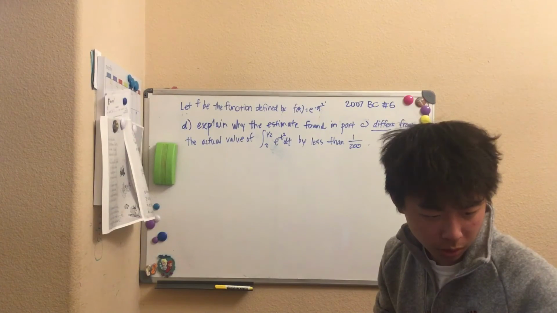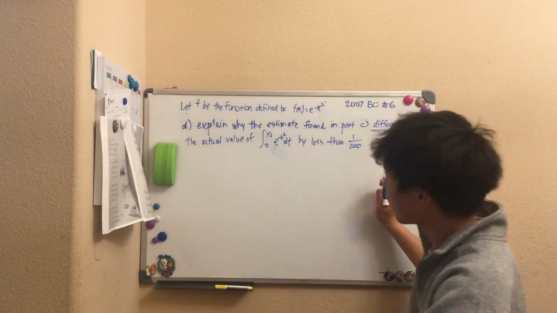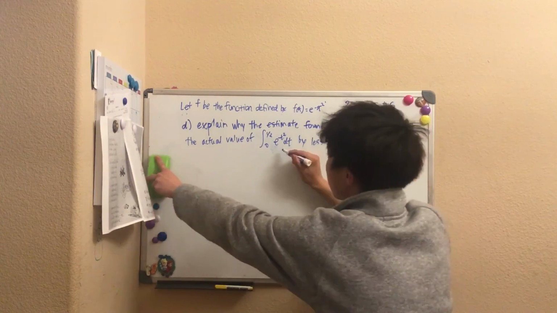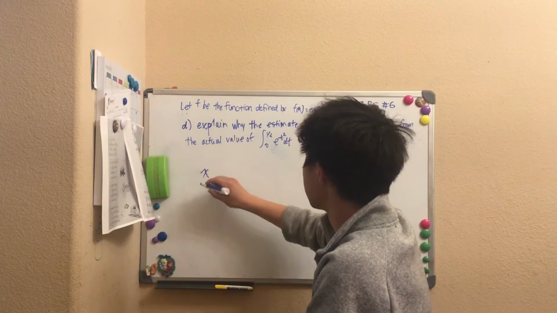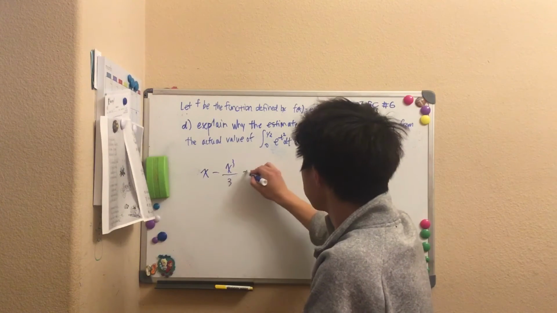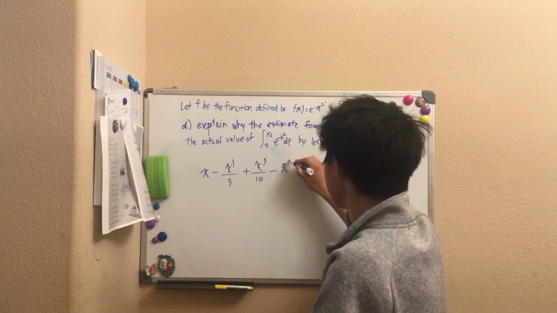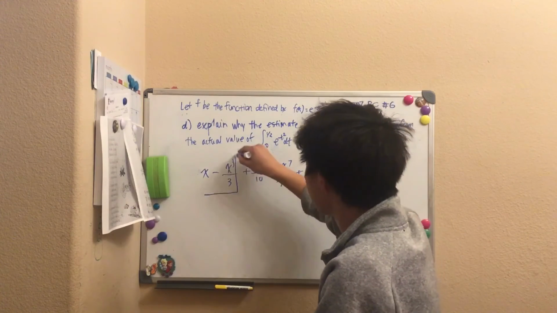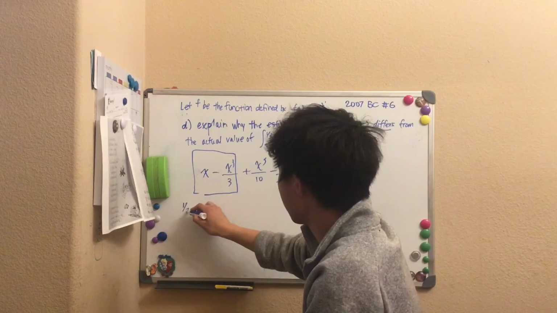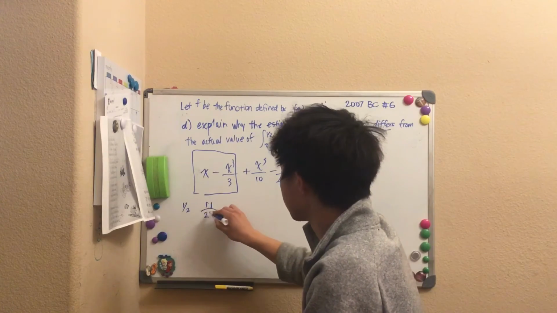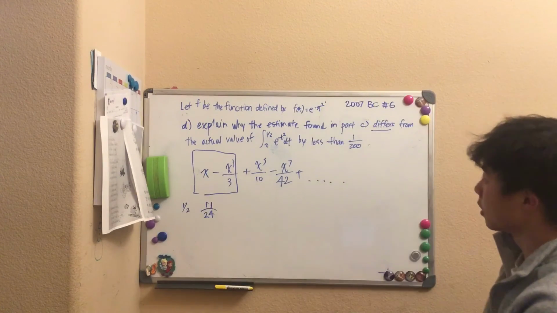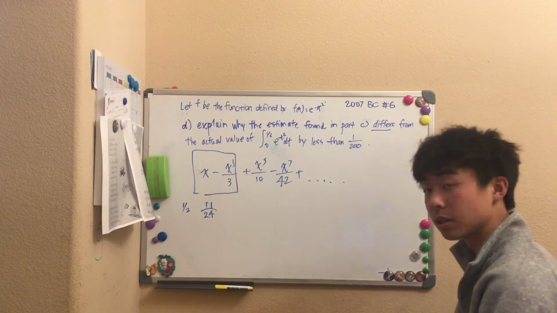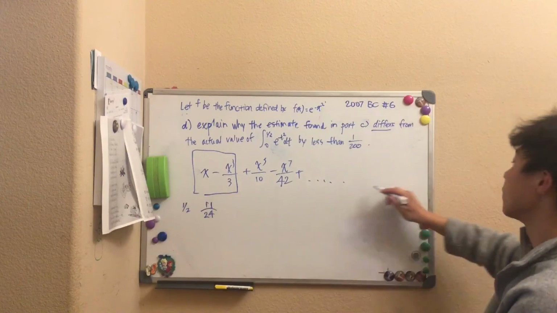So all we have to do now, before we start any of them, is remind ourselves what the terms look like. We proved in part C that the first 4 terms of this are x minus x^3 over 3 plus x^5 over 10 minus x^7 over 42 plus dot dot dot. And we used the first 2 terms in part C, and when we plugged in 1/2, we got 11 over 24. That was our answer to part C. And now we have to prove why our estimation differs from the actual value by less than 1 over 200. Now the actual value obviously is this entire infinite series added together.